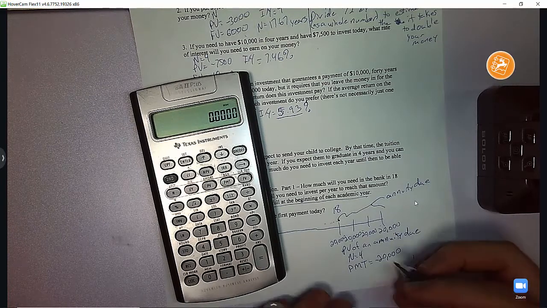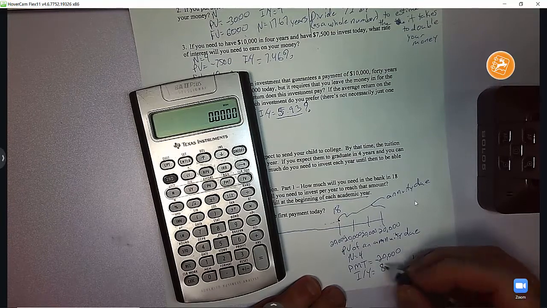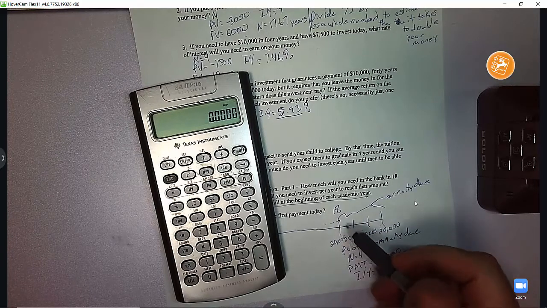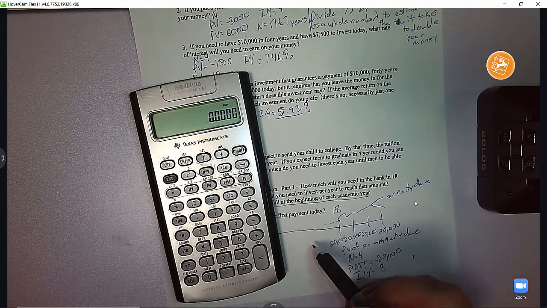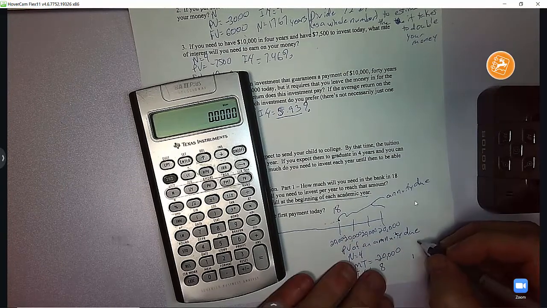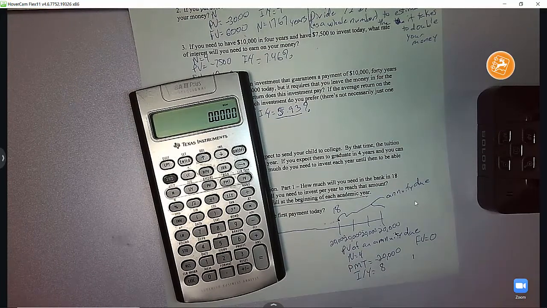My interest rate is 8%. This is important because any money still left in my account during this 4-year period earns interest. So the first year I'm going to make a payment of $20,000, but all the rest of the money I have in that account is going to earn 8% interest. My future value is 0. At the end of the 4 years, I'm all out of money.